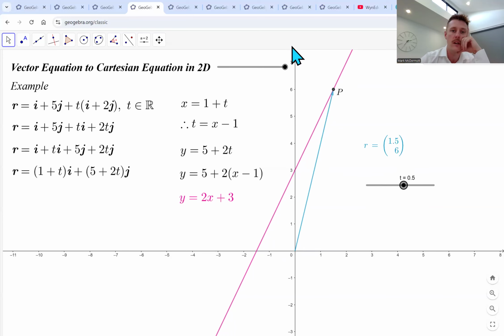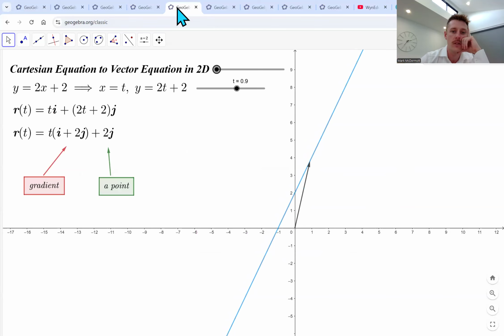What we might want to look at next is how we go the other way. So, let's have a look if you get given an equation like this: y equals 2x plus 2. We want to go the other way now. So we know that we're going to parameterize it. What that means is we introduce a new parameter. So we're sort of doing the reverse of what we did before.